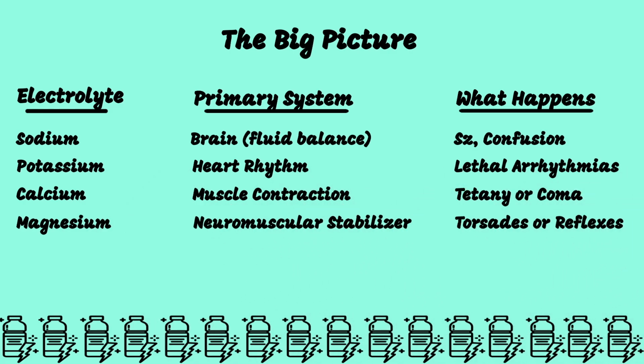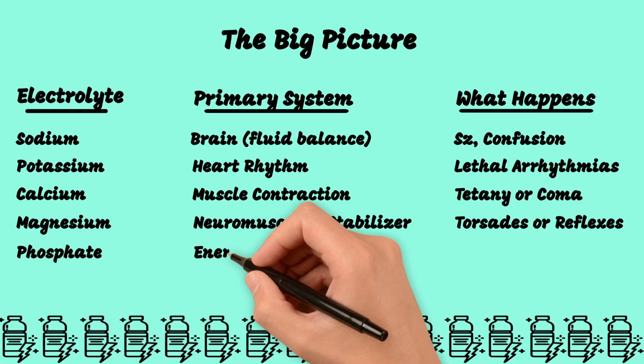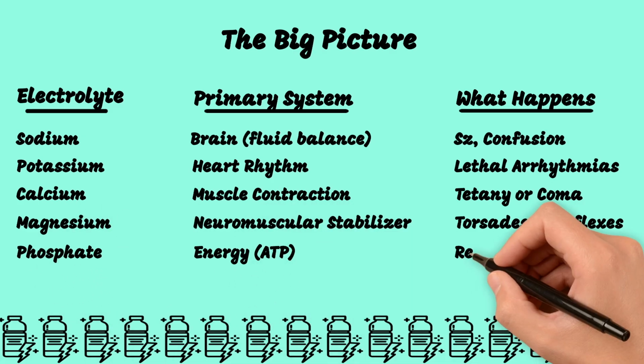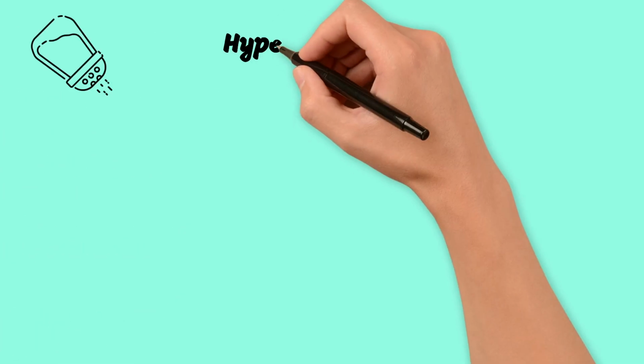And then, of course, phosphate, last but definitely not least, plays a primary role in our energy or ATP. Remember back in chemistry with our Krebs cycle, phosphate affects energy or ATP. And if we have too little, it can cause respiratory failure. Okay, so let's talk about each one individually: some causes, treatments, signs and symptoms, and of course, what are our normals?